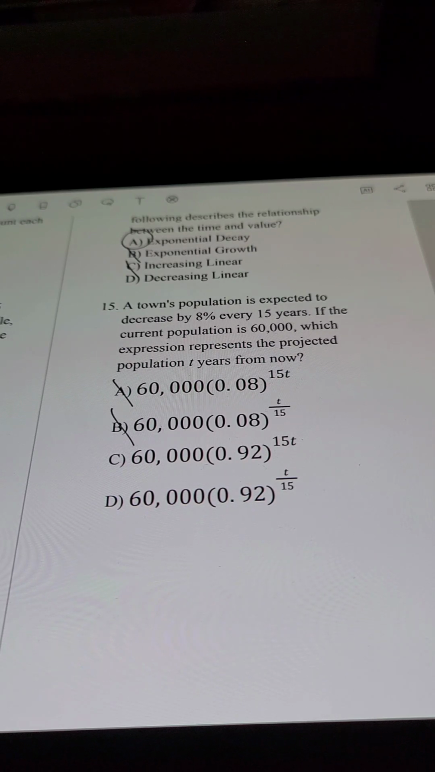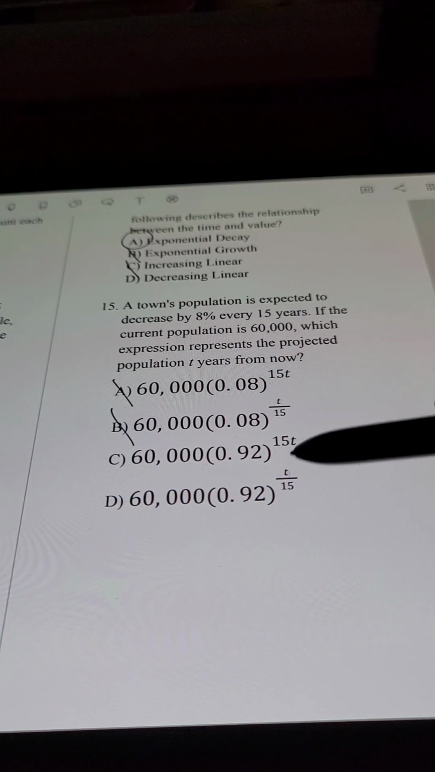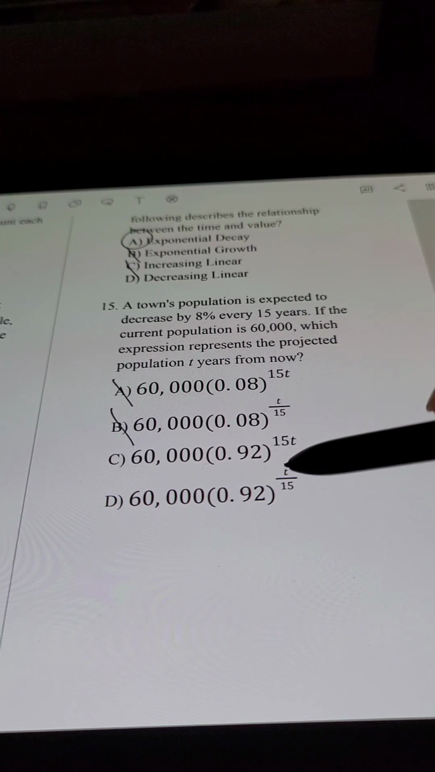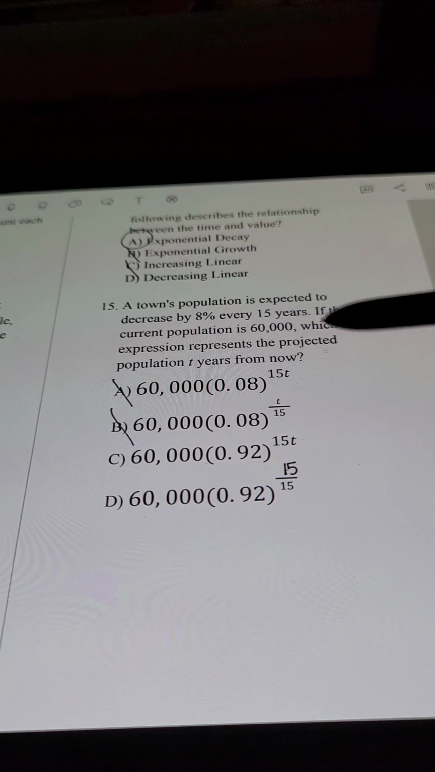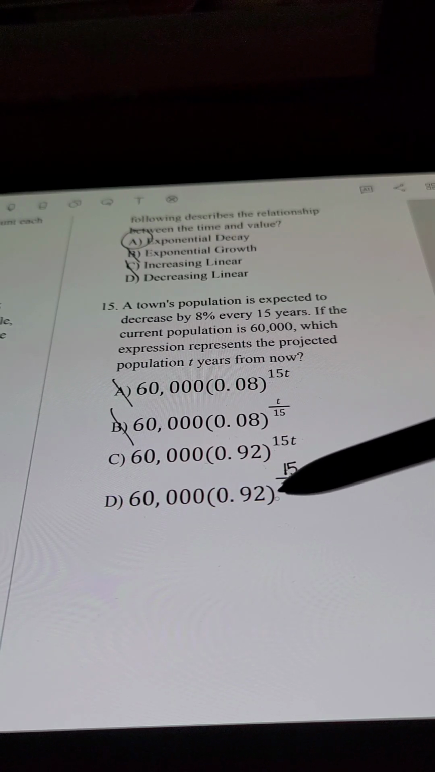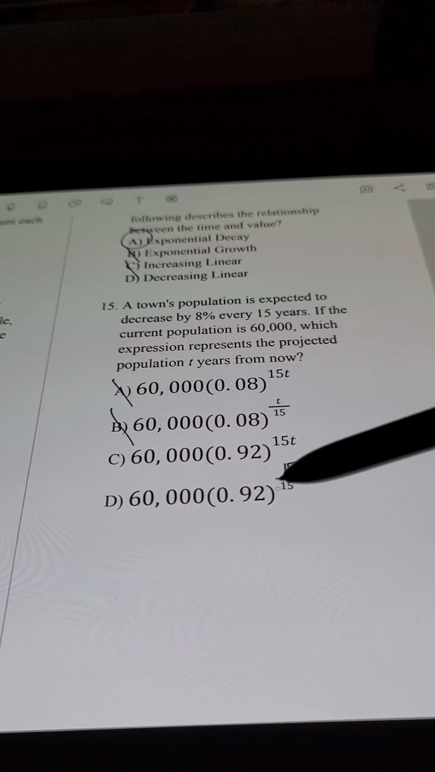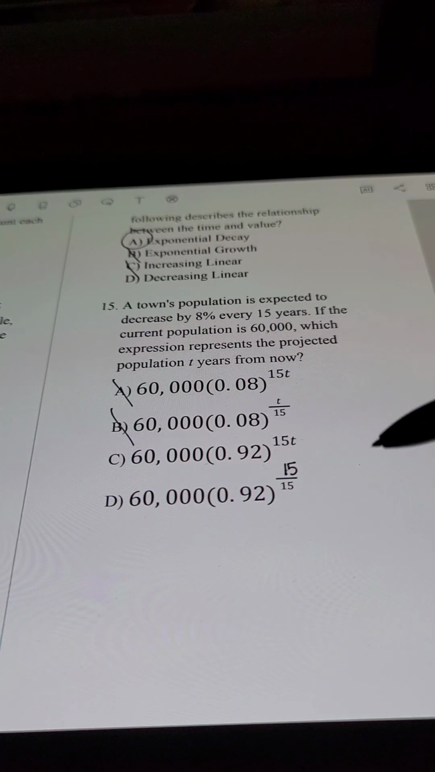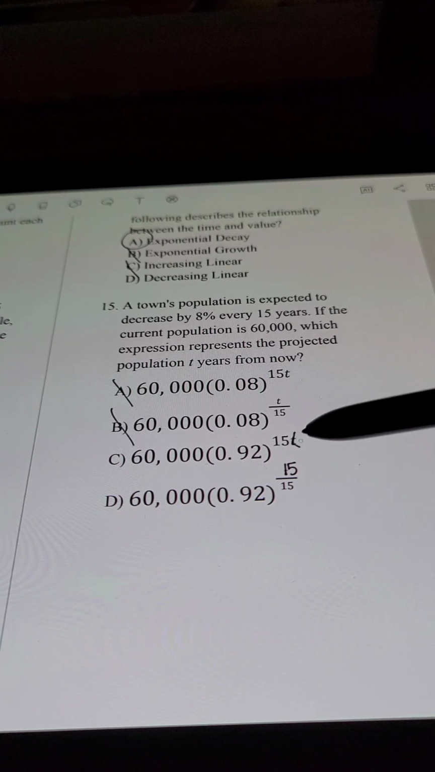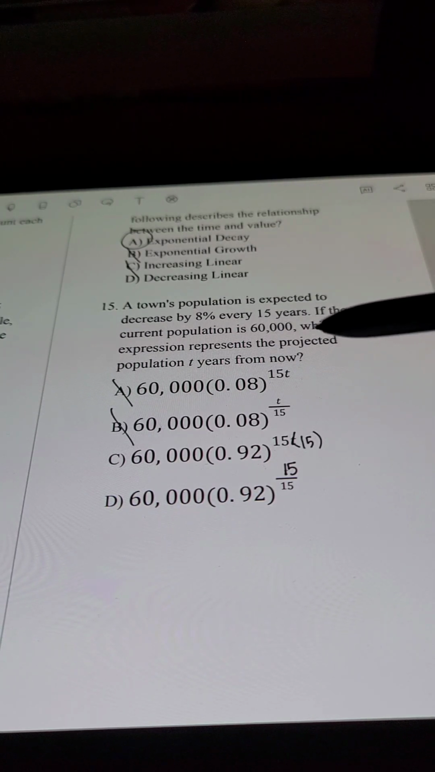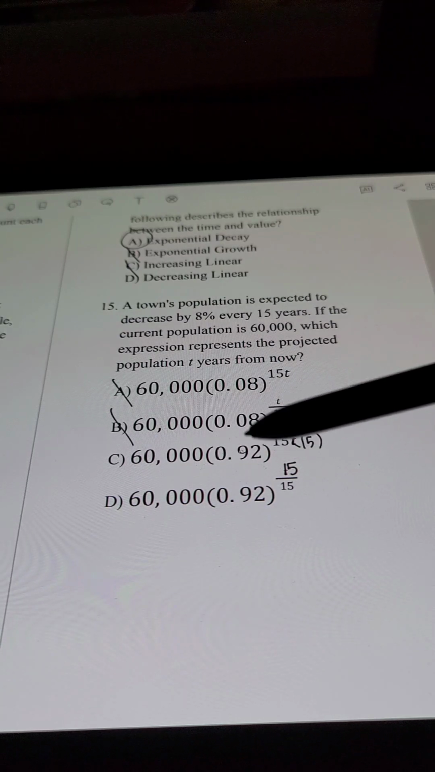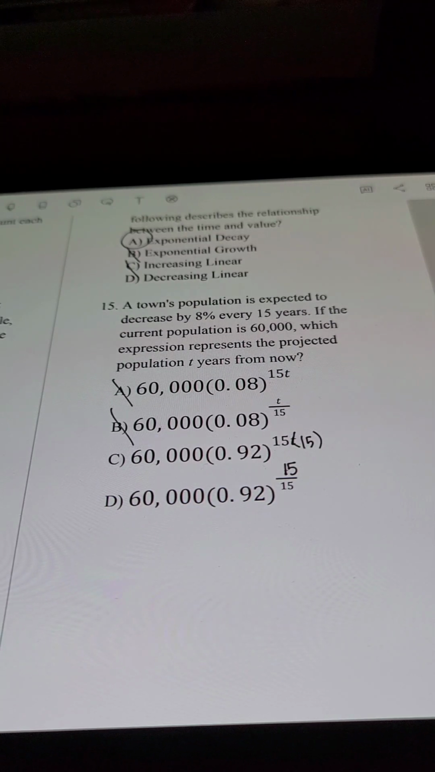You can also think about guessing and checking if you want, to see the logic behind the situation. For instance, I could say, oh, let me plug in for T, I'm going to say 15 years. So if it happens every 15 years and it's been 15 years, that means that I should only be multiplying by 0.92 one time, which if you plug in 15 there, 15 over 15 is 1, giving you 1 as the exponent, you only multiply by that one time. But if you plug in 15 for T here, it would be 15 times 15 as your exponent, so you're going to be multiplying by 0.92 that many times. So definitely not C, it has to be D.